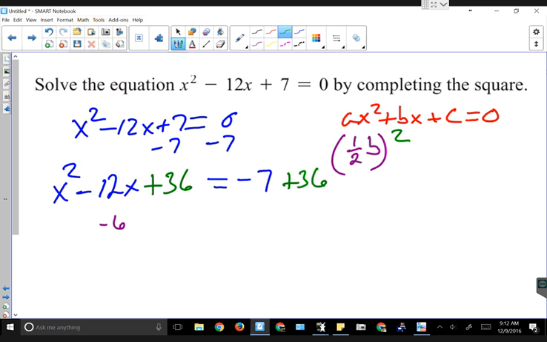Now, as I continue on through this, what we're going to end up seeing is this factors out as follows. (x - 6) squared is equal to, and this turns out to be 29. How did I get to that point? Well, remember, (x - 6) squared means that I am taking x minus 6 and multiplying it by x minus 6.